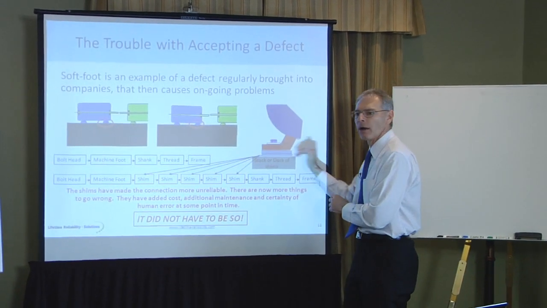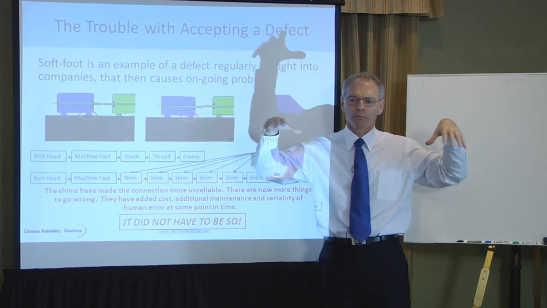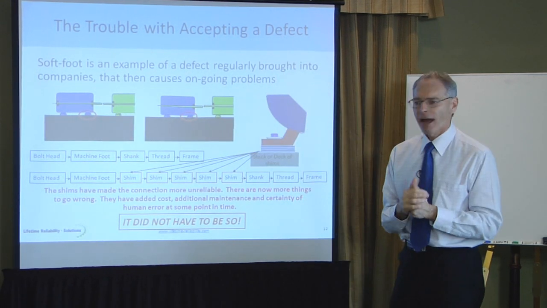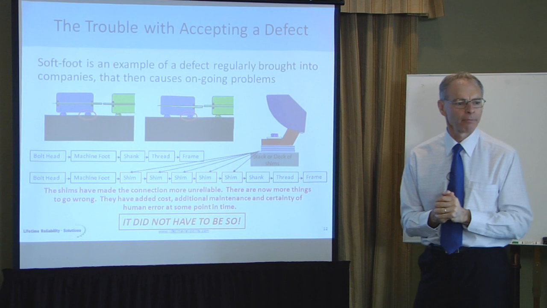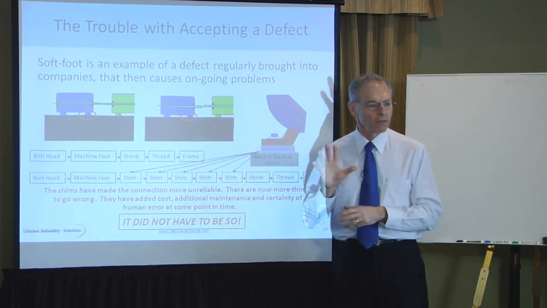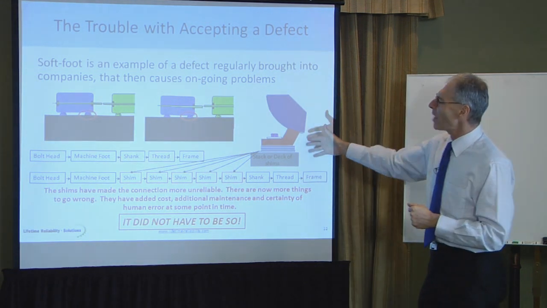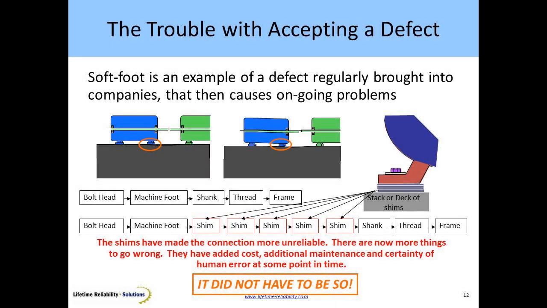So I shim up the soft foot. Soft foot problem goes away, the machine is now not being deformed. But I now have got a 10-step holding down process. This person's put in 5 shims. I have got 5 more things to go wrong in the future of this company. So this brand new machine that will be there now for 50 years or 25 years, whatever the case is, I have given ourselves 5 more opportunities for this to go wrong at any point in time.